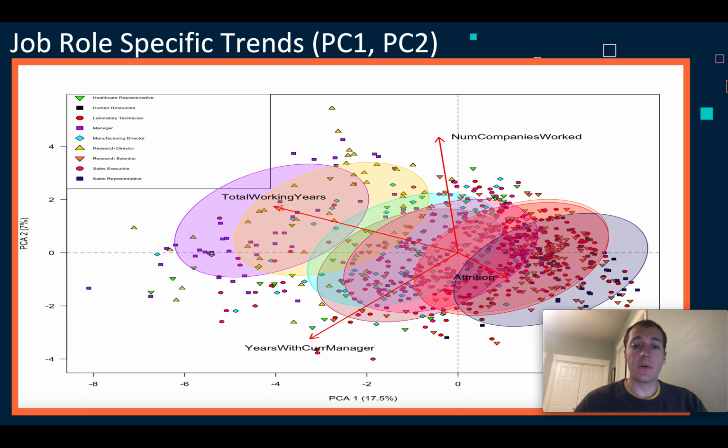We use principal component analysis again, and each of the job roles is encompassed in one of these ellipses here. We can see that if you want to be a manager or a sales representative, you probably have to work a lot of years. However, on the other end of the spectrum, if we've got someone like a sales executive or a laboratory technician, total working years isn't as important as maybe number of companies worked or years with current manager. And then we've got some job roles that even point towards attrition, which is really interesting.